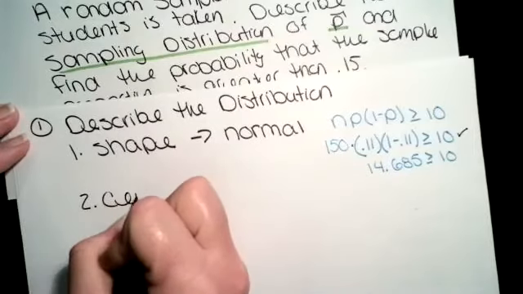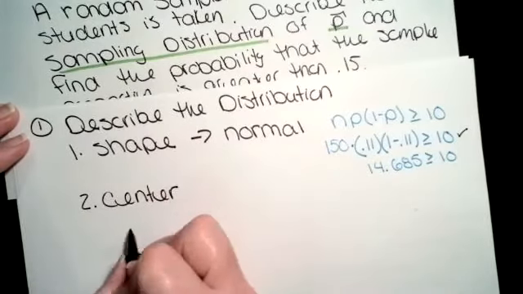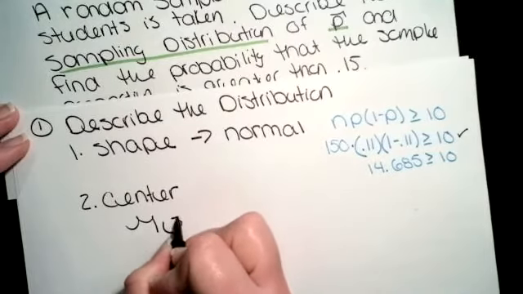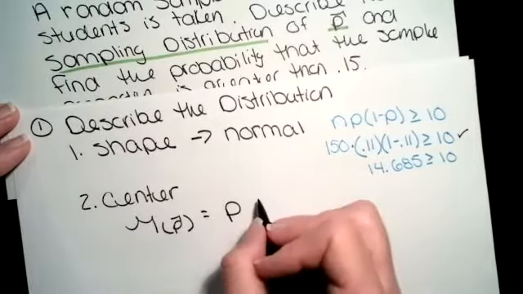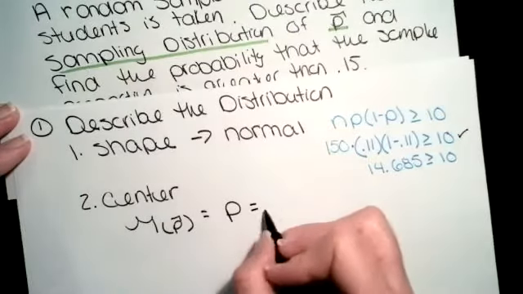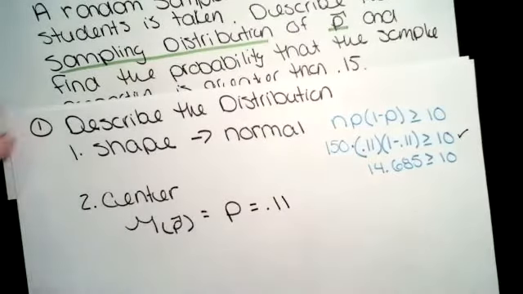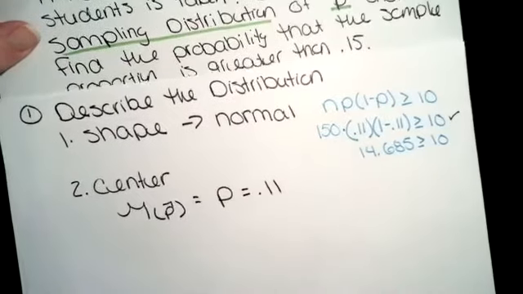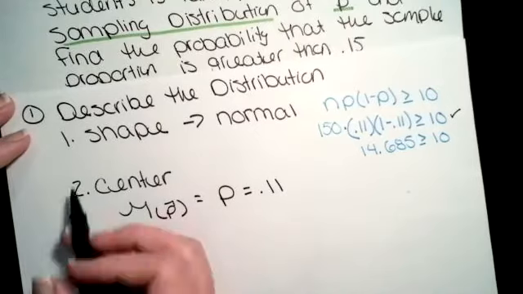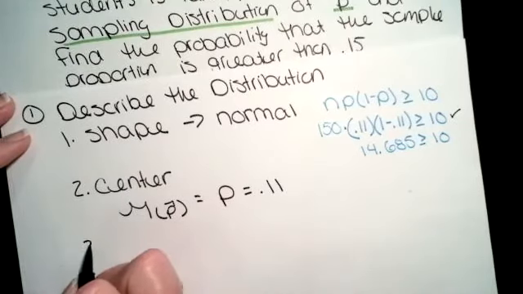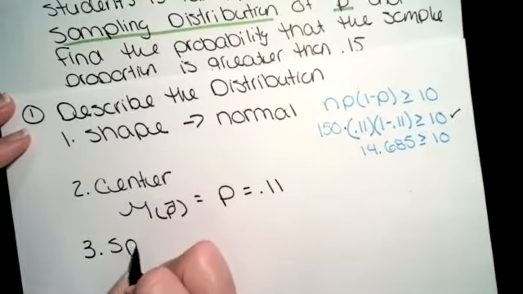So first I want to continue with my describe the distribution. So I want to find the center. Remember, the center is just the mean of all of those p hats, which comes back down to the population proportion, which is 11% or 0.11. I'm going to always write it as a decimal. And when we look at the curve, I'm going to use those all as decimals, not percentages.